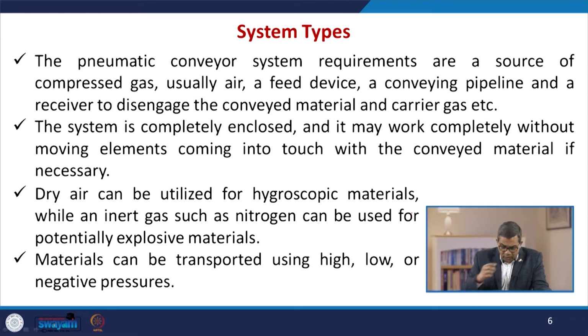Now, for the pneumatic conveying system, the foremost requirement is usually a source of compressed air. Usually, we are using air as the gaseous media. We must have a feed device, a conveying pipeline, a receiver to disengage the conveyed material, and a carrier gas, etc., apart from some allied systems.